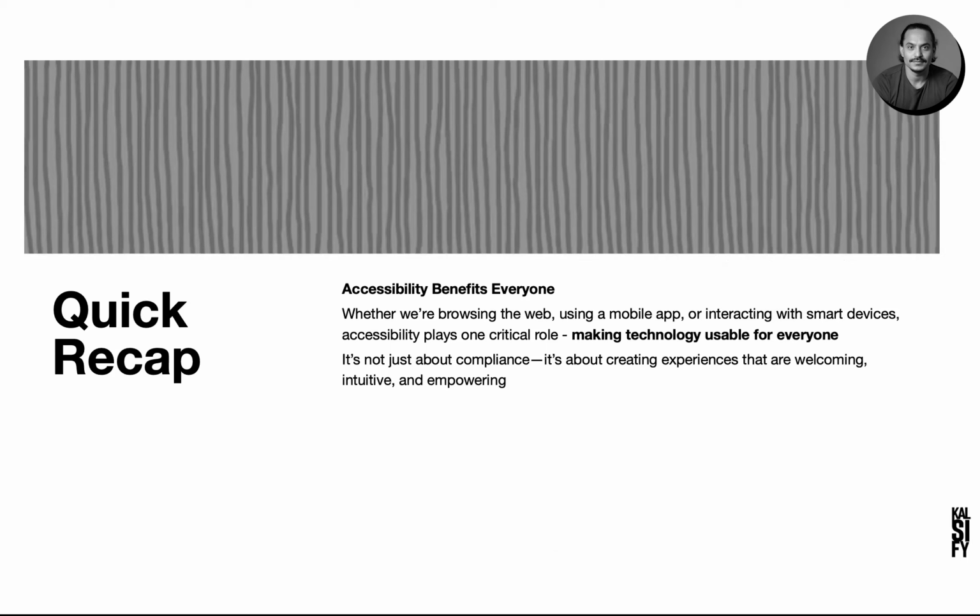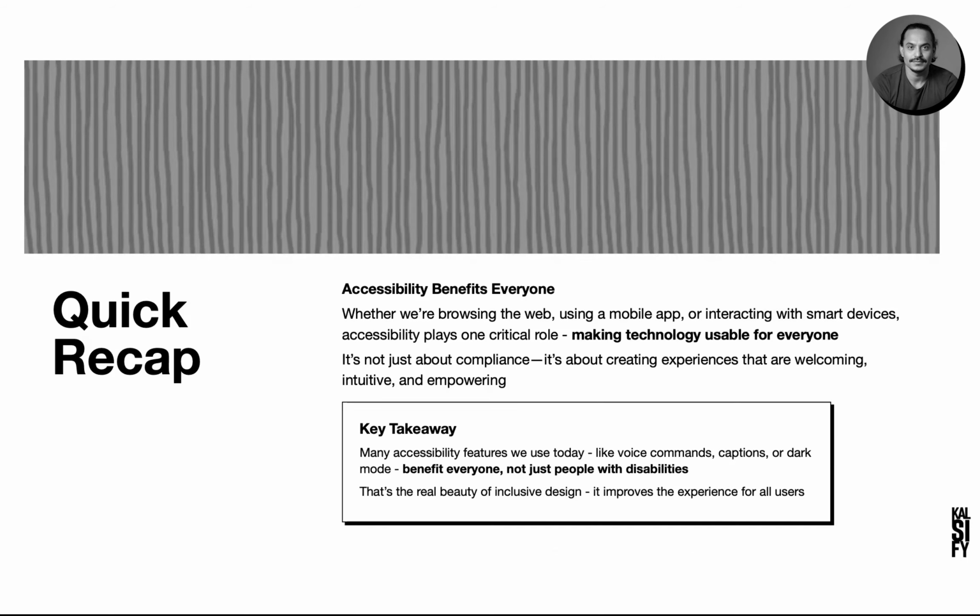Accessibility benefits everyone. Whether we're browsing the web, using a mobile app, or controlling smart devices, accessibility ensures technology is usable for everyone. Here's the takeaway. Many accessibility features, like voice commands, captions, and dark mode, aren't just for people with disabilities. They enhance usability for everyone. So, as we move forward in this course, think about how accessibility can shape the future of technology. The goal isn't just to fix accessibility problems, it's to build inclusive experiences from the start.